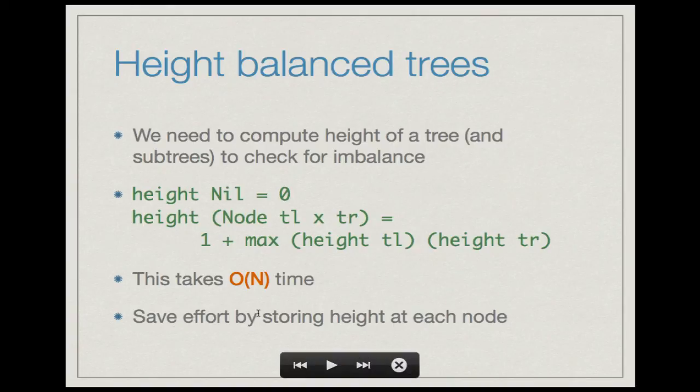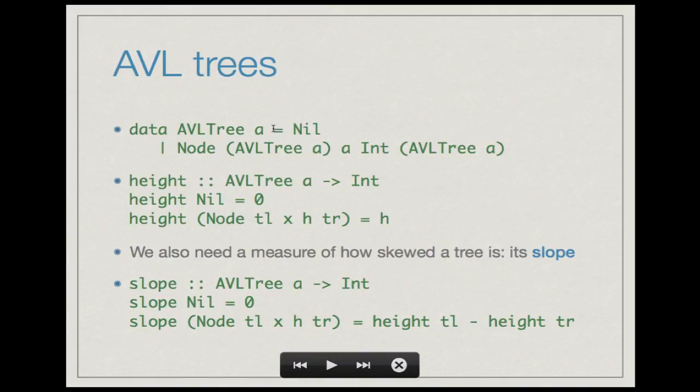We can save this effort by storing the height at each node. So the new structure is as follows: data AVLTree A equals nil or node AVLTree A, which stands for the left subtree, A, which stands for the value at the node, Int, which stands for the height, AVLTree A, which stands for the right subtree. Now the height function is a constant time operation, which is defined as follows: height nil equals 0, height of node TL x h TR equals h.